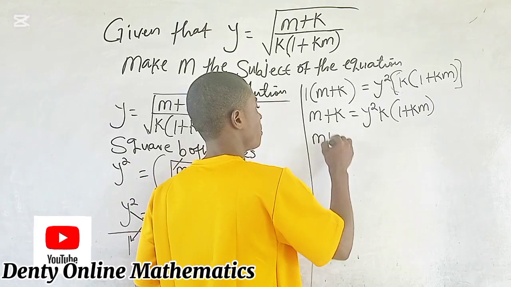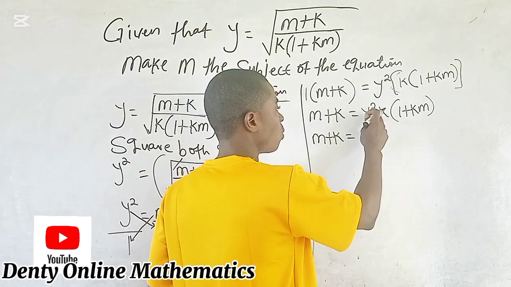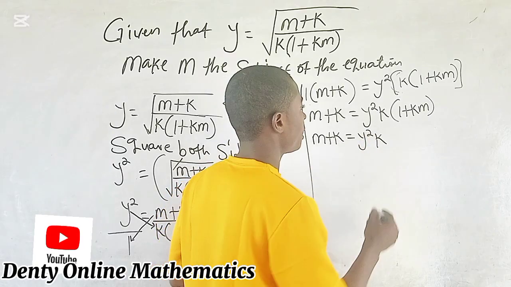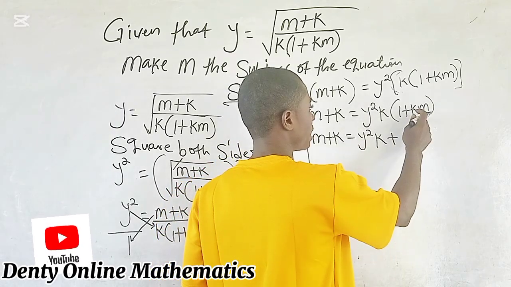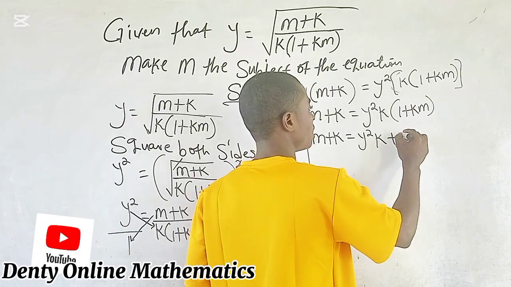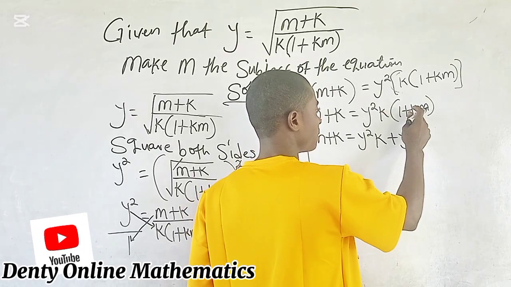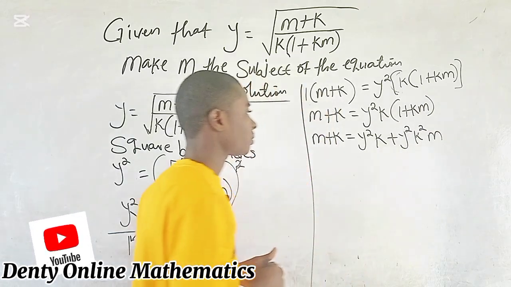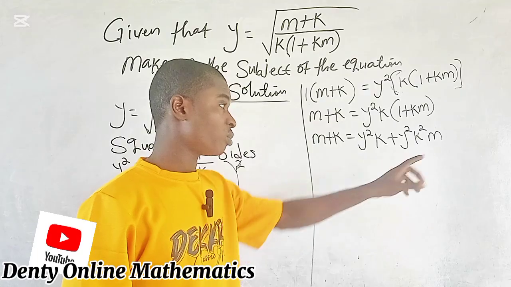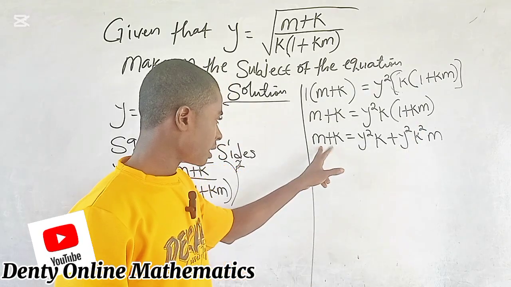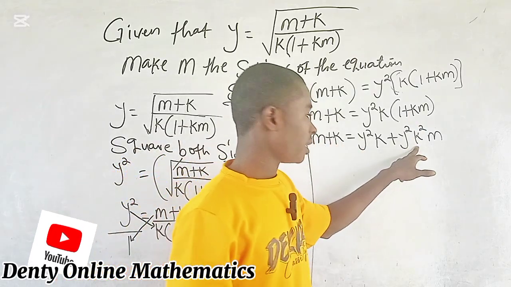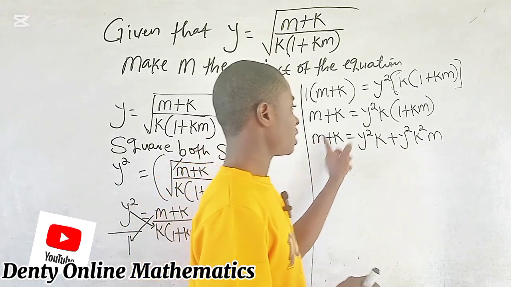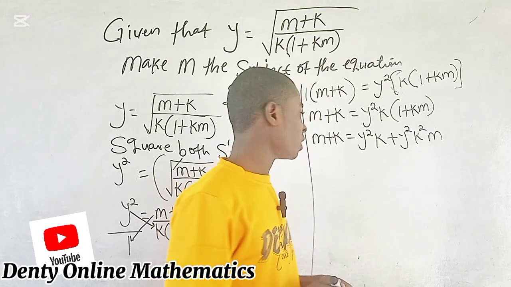So m plus k will be equal to y squared k times 1 will give me y squared k, and then plus y squared k times this times km will give me y squared k times k will give me k squared, and then my m will be attached to it. Remember, our target is to make m the subject. So I can see m here, I can see m here. I have two options. It's either I move this one here, or I will move this to this other side. So anyone, you can choose anyone.